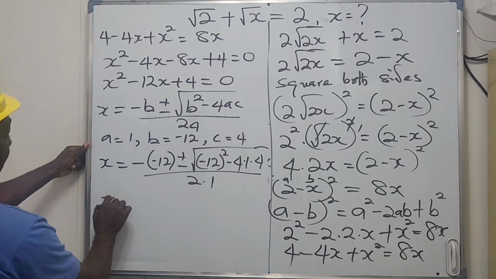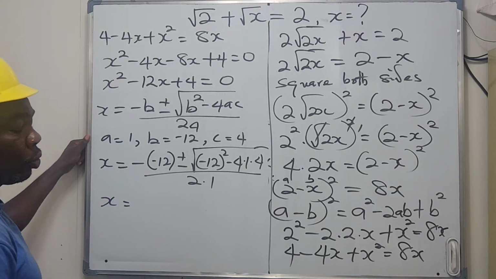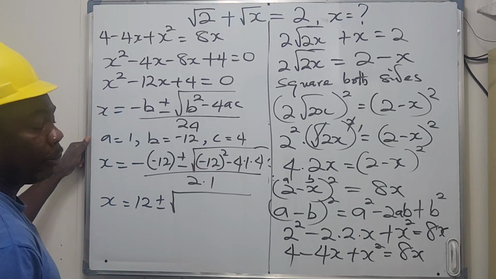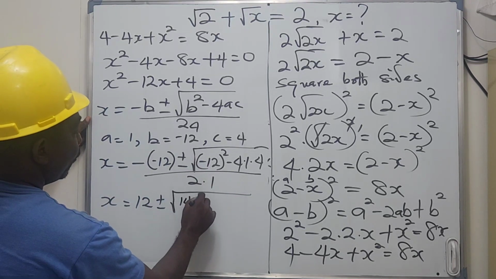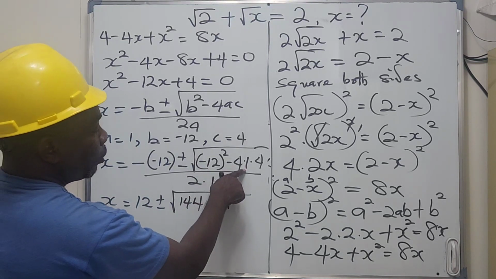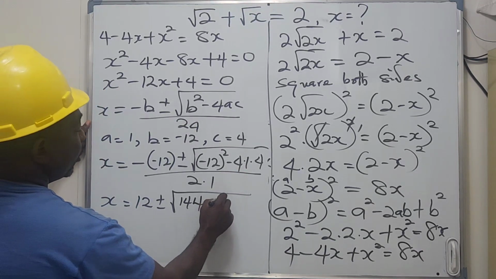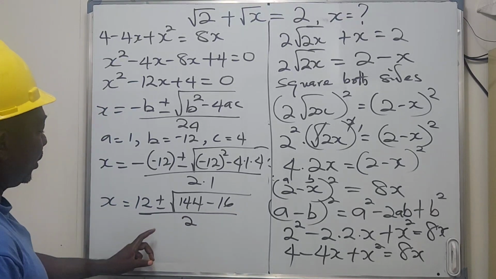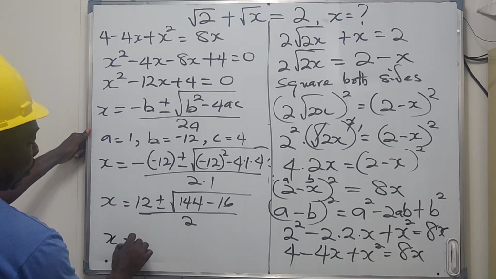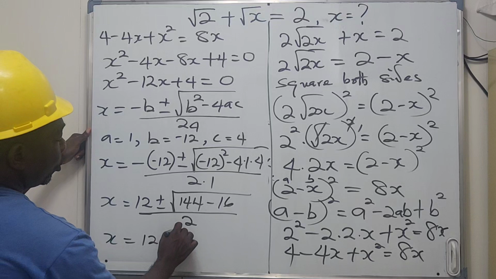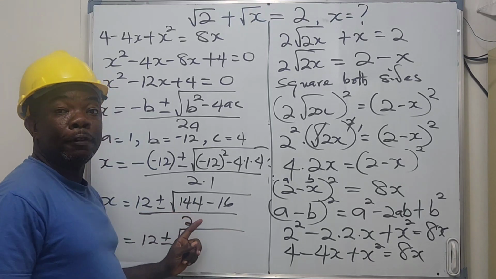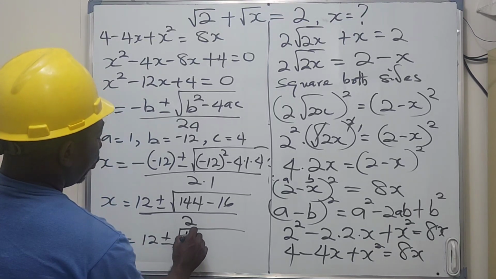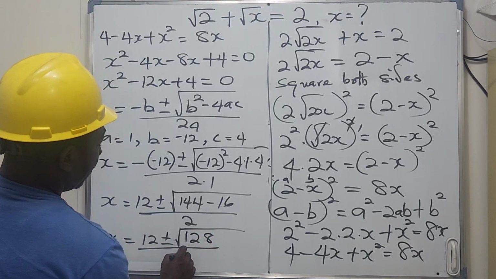So x here will become minus times minus 12, which gives us 12, plus or minus the square root of minus 12 to the power of 2, which is 144. We have minus 4 times 1 times 4, which gives us minus 16, all over 2. 2 times 1 is 2. So this will become x equals 12 plus or minus the square root of 144 minus 16, which gives us 128. So we have root 128 all over 2.